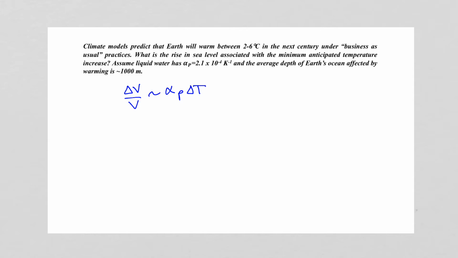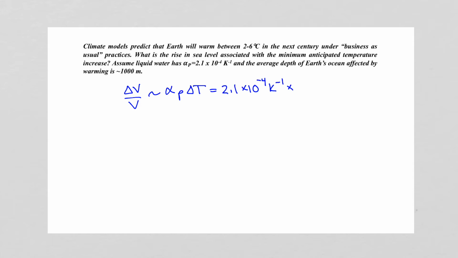All right, so now at this point, it's really just kind of a plug and chug problem. So we'll put in our alpha P value that we've been given. Don't forget to put your units in there. Okay, and then we want our delta T. In this case, we're going for that minimum anticipated temperature increase, which is 2 degrees Celsius.